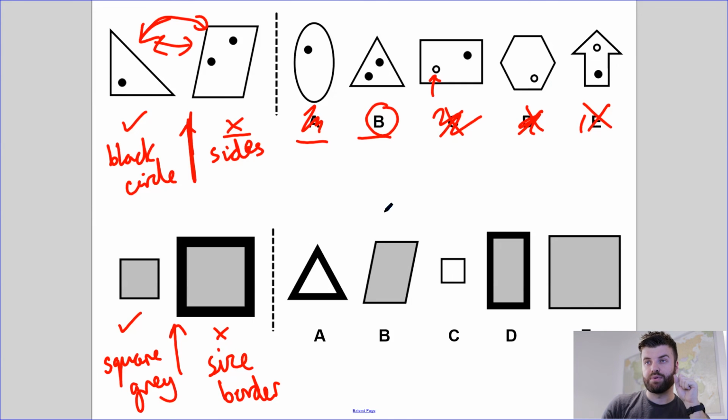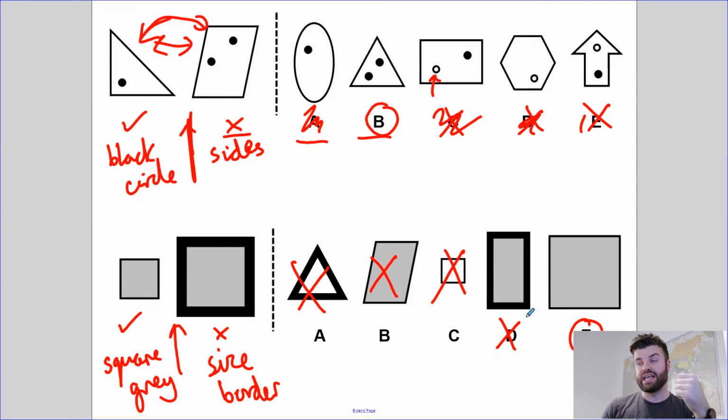So this should be really simple. Can't be A, can't be B, that's not a square. C is a square, but it's not grey, so I'm going to get rid of C. D, it's grey, but that's not a square, that's a rectangle, and it's not a regular rectangle, which would be a square. And E, therefore, is the answer. It's a square, it's grey, the size doesn't matter, the border doesn't matter, E is our answer. And those are most alike questions.